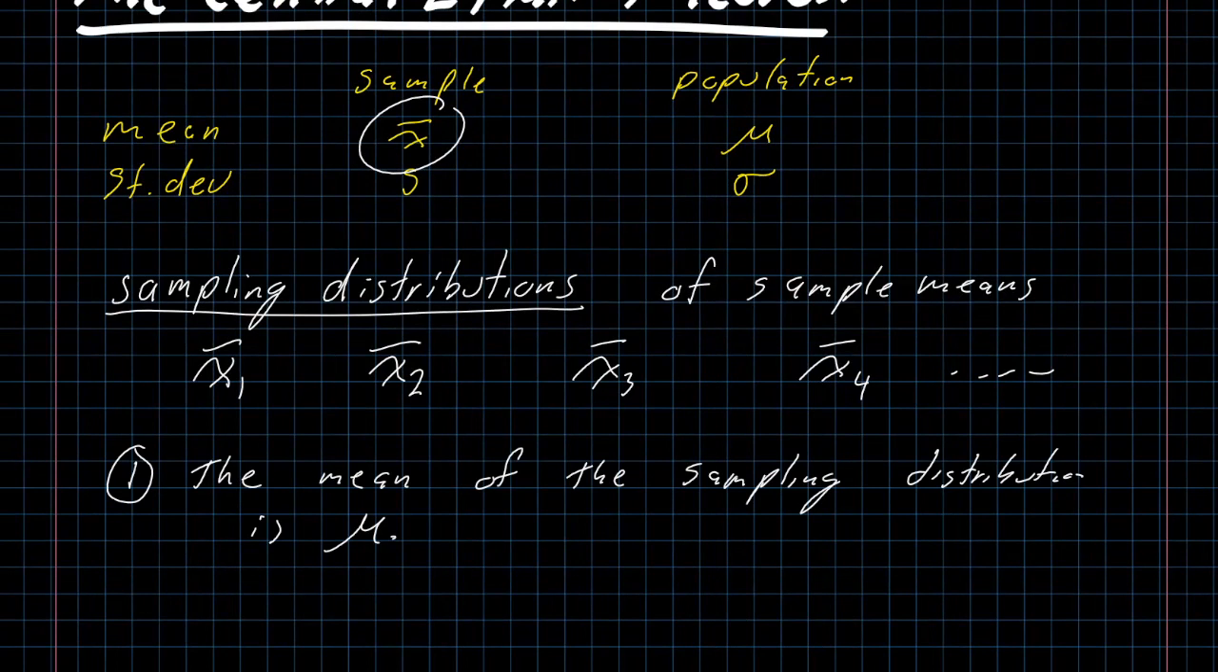The first claim of the central limit theorem. This one, I think, makes the most sense of everything. The mean of the sampling distribution is the mean of the population.